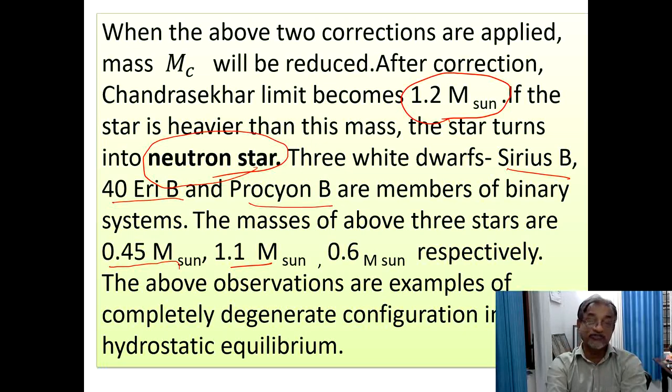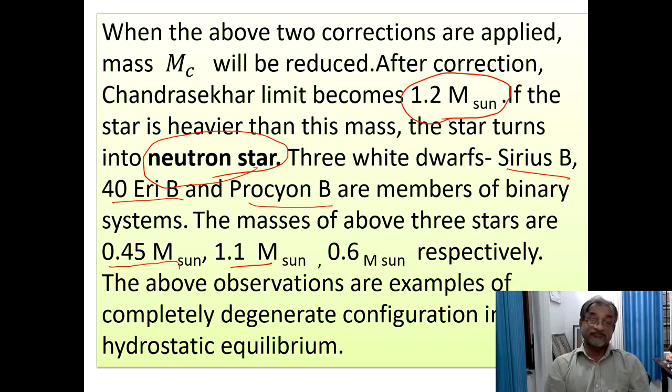We can give some examples for white dwarfs. Sirius A and Sirius B are twin stars, binary stars. In this group, Sirius B is a white dwarf. Another example is 40 Eri B. Another example is Procyon B. We know the binary stars are Procyon A and Procyon B. Procyon A belongs to the main sequence and Procyon B belongs to the post-main sequence, that is, in the group of white dwarfs.